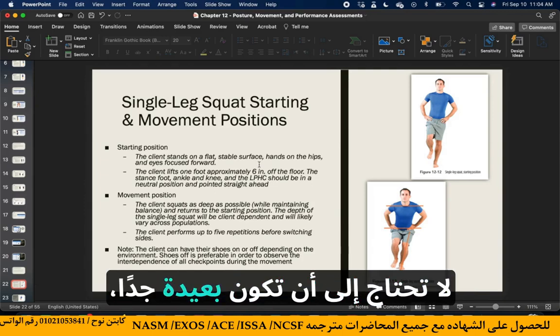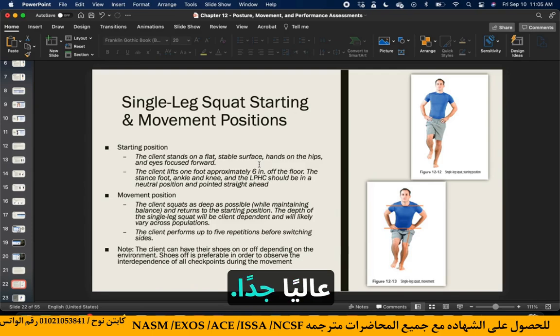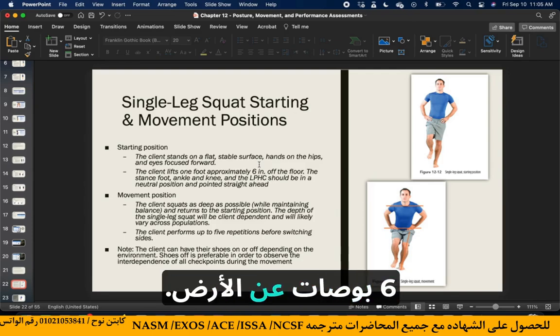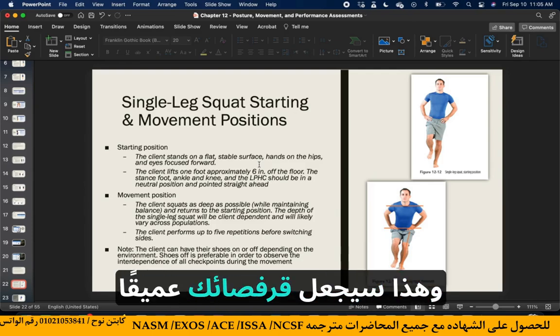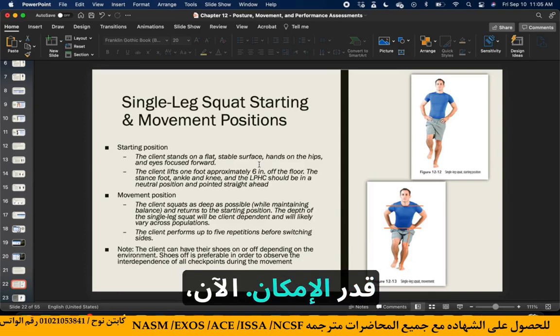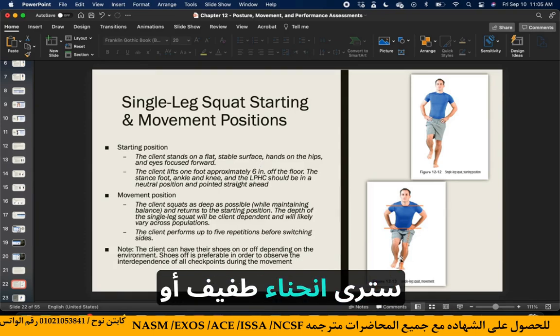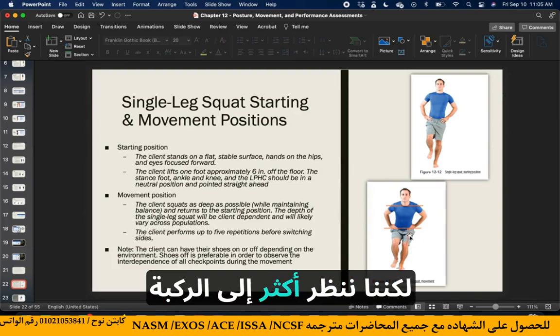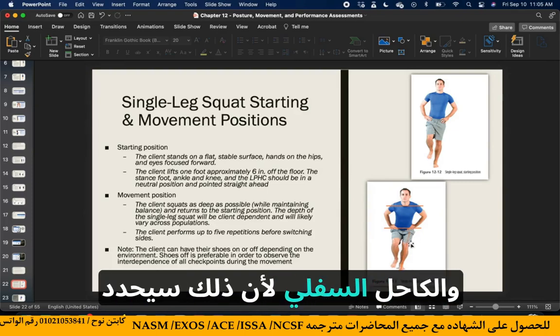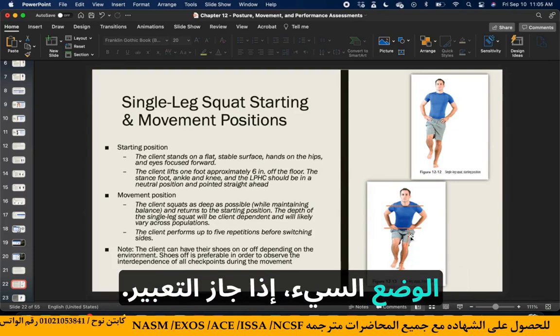You don't have to be too far. Like you don't have to lift your leg too high. It can be just about 6 inches off the ground. And that's going to then get your squat as deep as possible. Now you will see a slight bend or a slight angle change, but we're more looking about the knee and the lower ankle, because that's going to dictate the bad positioning per se.